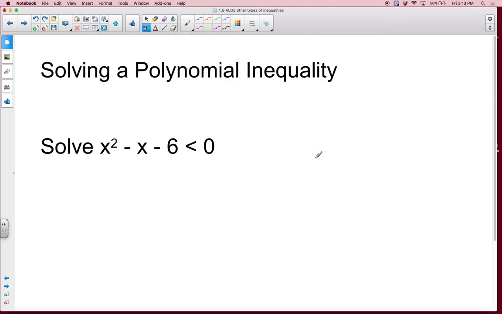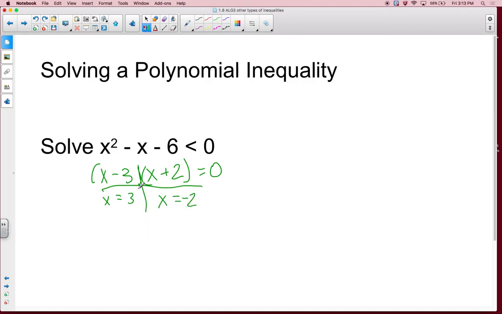Okay, solving a polynomial inequality. So here we go, another quadratic that we have. We're going to, again, factor it at first to find our critical values. We say what multiplies to -6 and adds up to -1. That's going to be x minus 3 and x plus 2. -3 plus 2 is -1, -3 times 2 is -6. We find our critical values and we get x is 3 and x is -2.